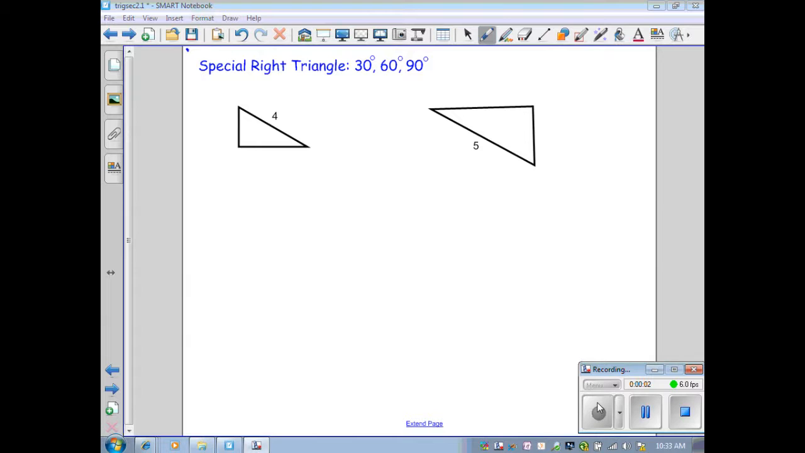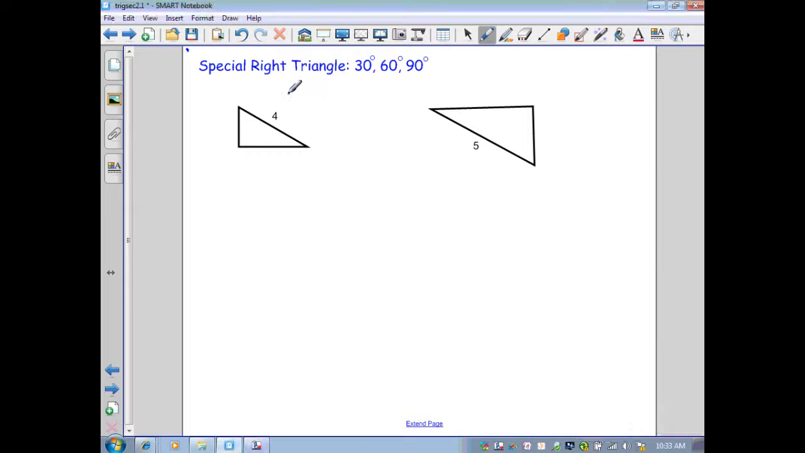Our first special right triangle is the 30, 60, 90 degree right triangle. Let's identify the parts of this triangle. Of course, we have a right angle. Opposite the right angle is our hypotenuse. We have two acute angles, and opposite our smallest acute angle is the short leg. Opposite our largest acute angle is the long leg.